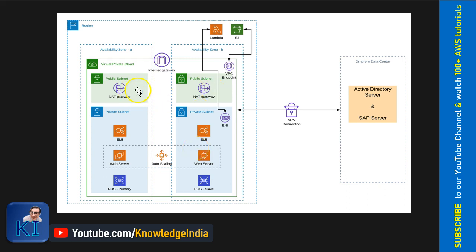We have NAT gateway available. And why we have kept NAT gateway, like 2 NAT gateways in both, following the principle of high availability. Our load balancer is private, in the private subnet, and our web server layer, or the layer which is running my web application, that is also private. We are managing it via auto scaling.